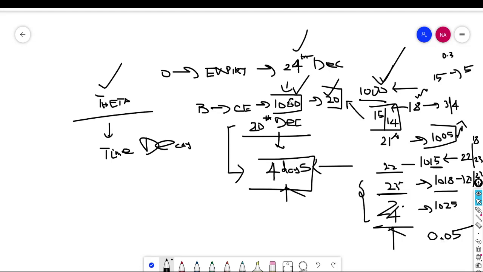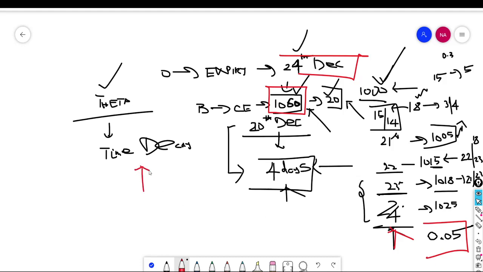If the stock price doesn't cross your option strike price, in this case 1060, before the close on 24th, the expiry day in my example of 24 December, your option premium will be 0.05, nothing left over. This is where time decay comes in. Theta is the biggest enemy. Time decay is the biggest enemy for an option buyer.